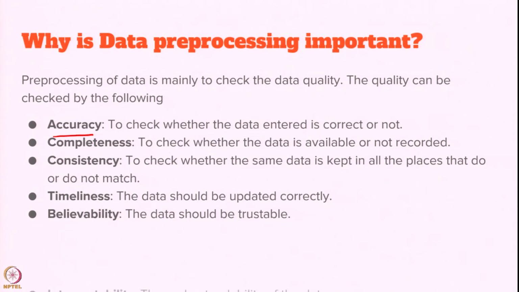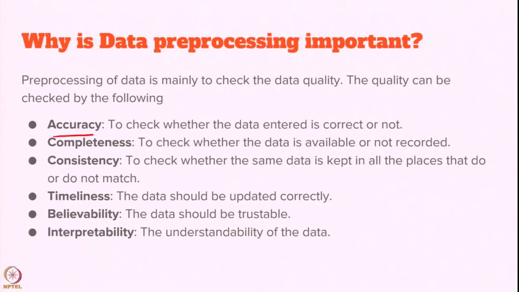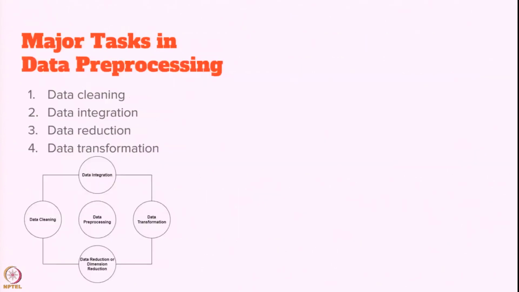Then two more are believability and interpretability. Believability talks about whether the data is trustable or not. Interpretability talks about whether we can interpret the data, whether we can understand something from the available data which we are collecting, or not. Now, to address accuracy, completeness, consistency, timeliness, believability and interpretability, we will do various tasks in the data preprocessing.